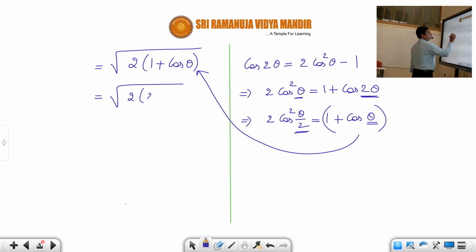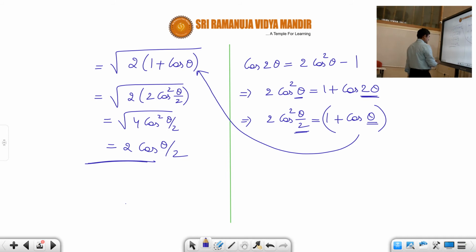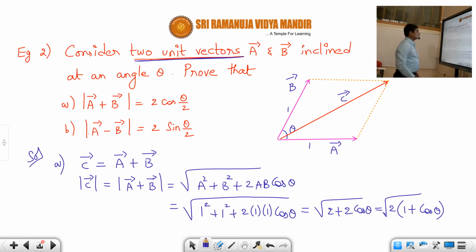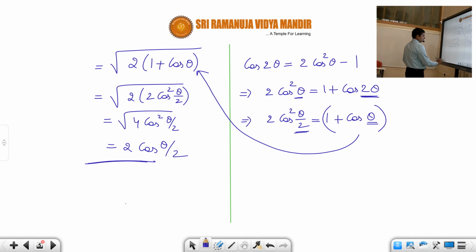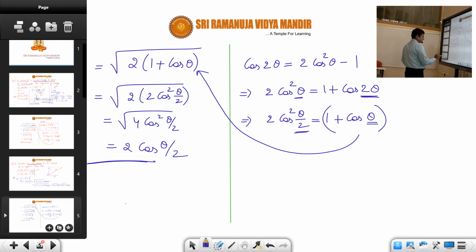So 2 into 2 cos square theta by 2, that is equal to root over 4 cos square theta by 2, that is equal to 2 times cos theta by 2. So this is the answer, students. So 2 cos theta by 2 is the proof, meaning the magnitude of a bar plus b bar is equal to that. Now what is the magnitude of a bar minus b bar, students? That should be equal to 2 sin theta by 2. Now let us see, students, the magnitude of a bar minus b bar.